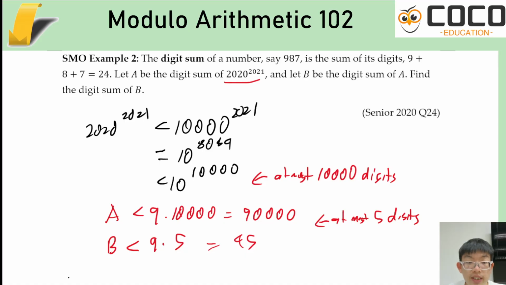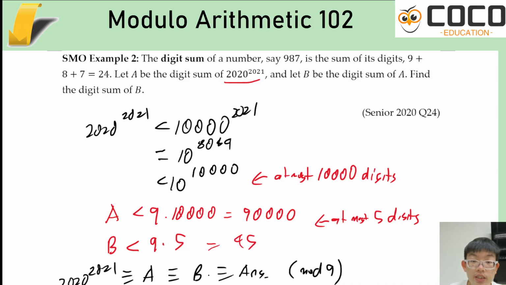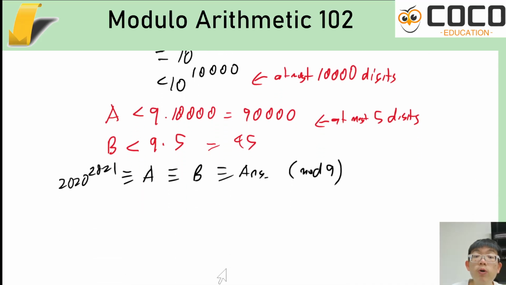In other words, what I'm saying here is that 2020 to the power of 2021 is congruent to A, which is congruent to B, which is congruent to my answer, mod 9. And B is small, the answer is even smaller, so that would give me good hope that if I know what 2020 to the 2021 is mod 9, I should be able to make that happen. So 2020 to the power of 2021 mod 9, we know that 2020 is congruent to 4 mod 9, and so we have talked about this last time.